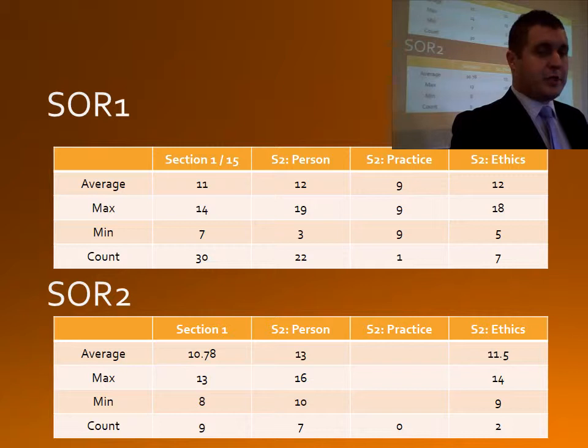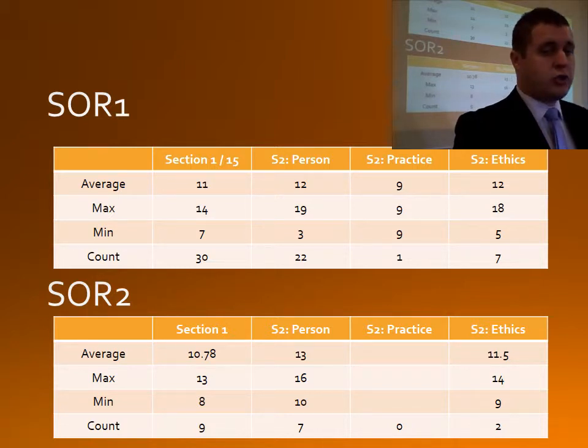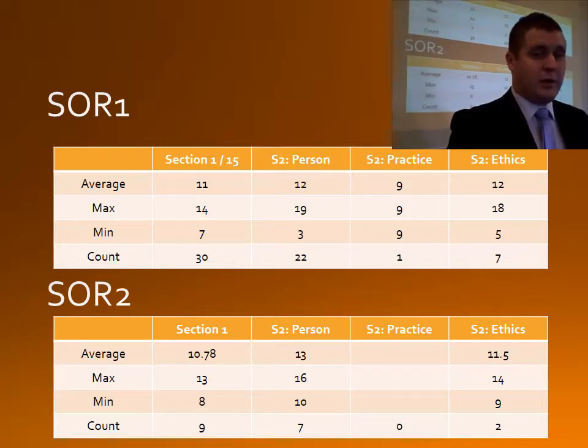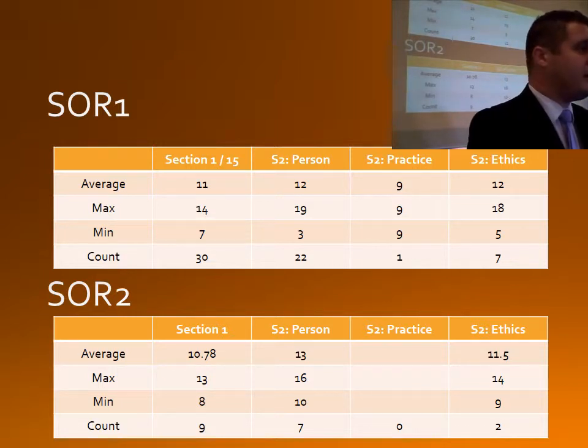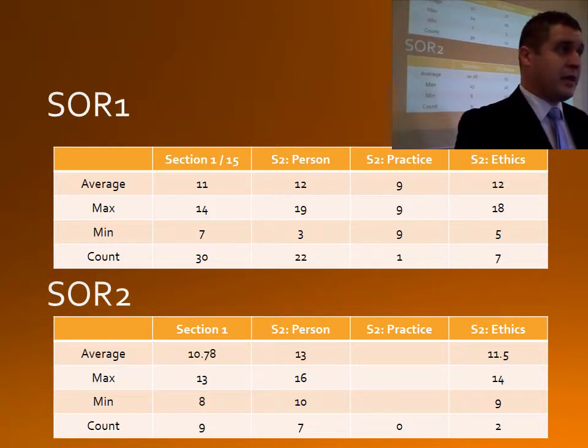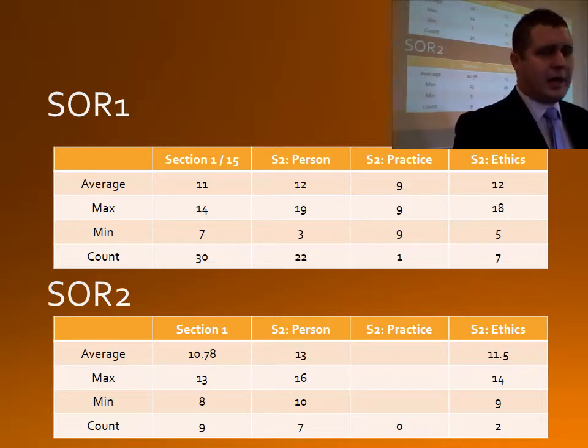The reason I put the counts at the bottom there, by the way, is purely to give you an idea of how many students answered that particular question. So if we look at 1 unit, for instance, the majority of people answered the significant person. Only 1 person did practice, and 7 people did ethics. So that was the way it broke down. The reason you need to know that number is because an average of 9 is significant if there's 30 people in there, but it's not significant if only 1 person did that particular response. So it gives you an idea of how accurate that data is.